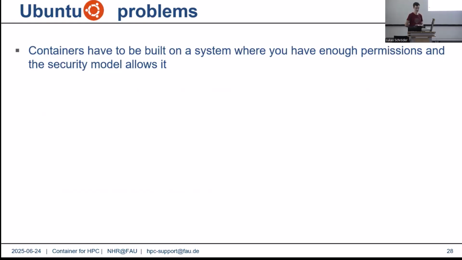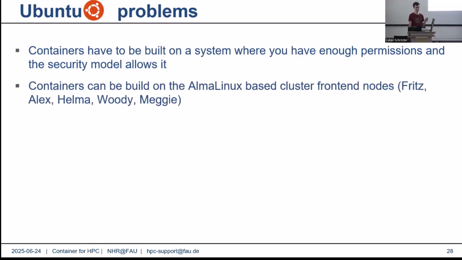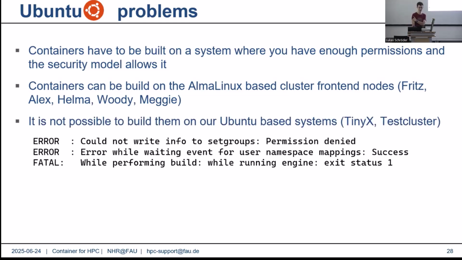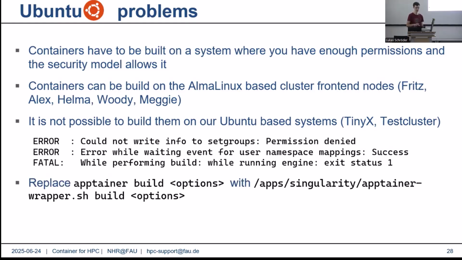Then there are some problems when using our server running on Ubuntu. So you will get an error: containers have to be built on a system where you have enough permissions and the security model allows it. Containers can be built on Alma Linux, so for example Fritz, Alex, Helma, Woody, and Meggie work out of the box, but on TinyX or on the test cluster, there can be an issue. There you get this error. When you get this error, you should use a script that is provided, the apt Singularity and Apptainer wrapper, which uses a wrapper, and in this way you can also install packages there.